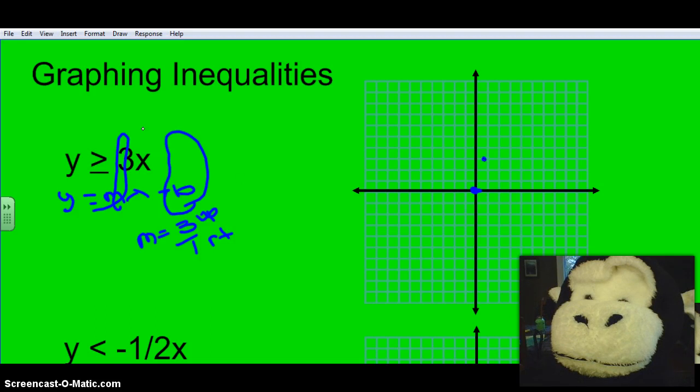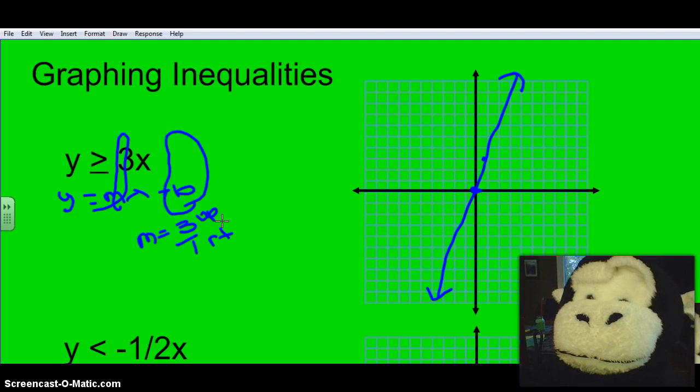I look over here, and I have an equals sign. So that tells me that I'm going to need a solid line. So I'm going to go down to my lines here. And I'm going to draw my line through here, make sure it covers the whole graph, and put my arrows on it. Okay? So then I want to see which side do I shade.